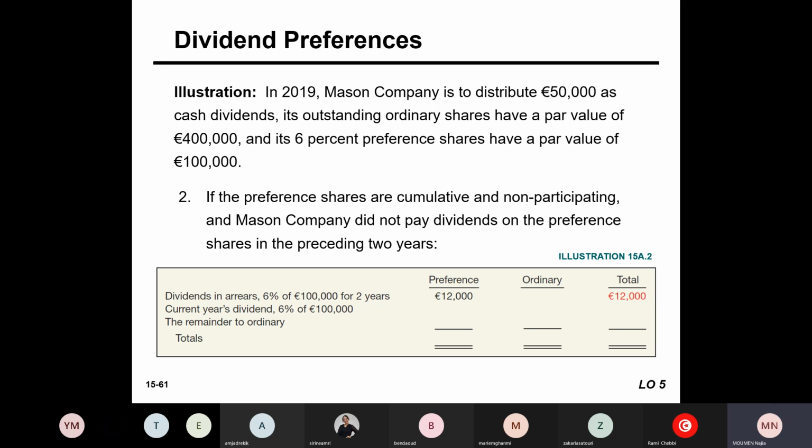So still, that's for the prior period. We are not yet done, okay? We should also pay 6,000 for the current period for the preference shares. So here, preference shareholders will receive in total 18,000 from this 50,000. So what is left will be distributed to the ordinary shares, okay? Ordinary shareholders here will receive 32,000 from this 50,000 that was entitled to be cash dividend, okay? Is that clear, please?